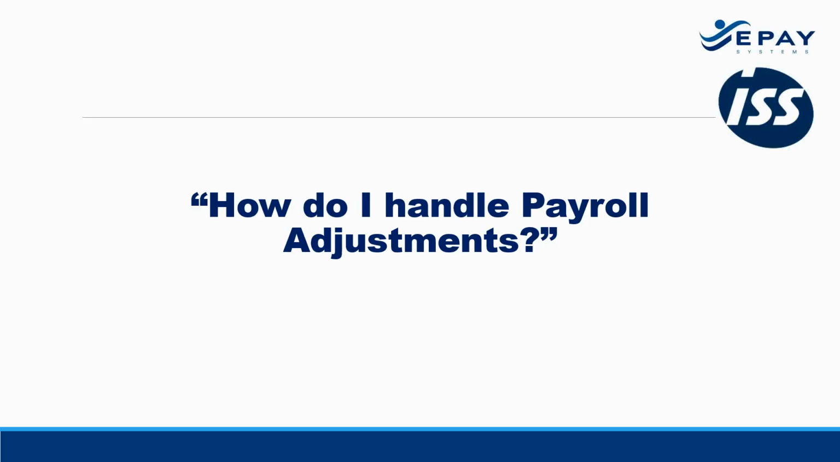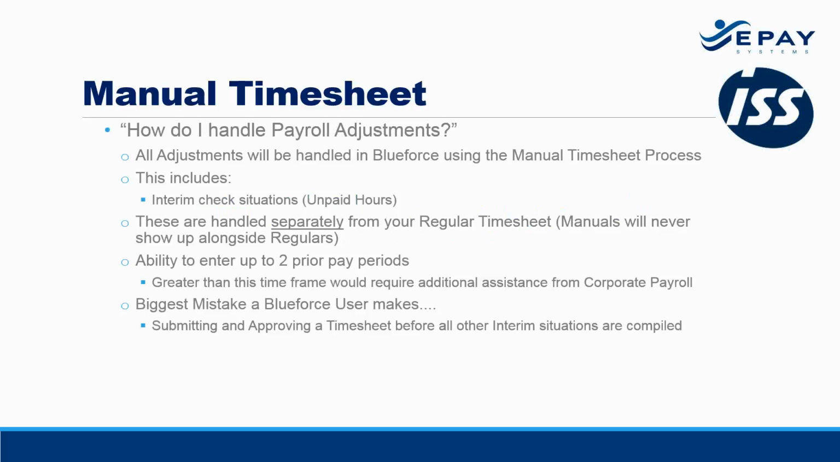But it's called a manual timesheet more so because we're going to go back and make sure that we enter it to the proper pay period. So if it happened two pay periods ago, we're going to go back to that date they actually worked and enter that time on that particular date. All right, so how do I handle these adjustments?